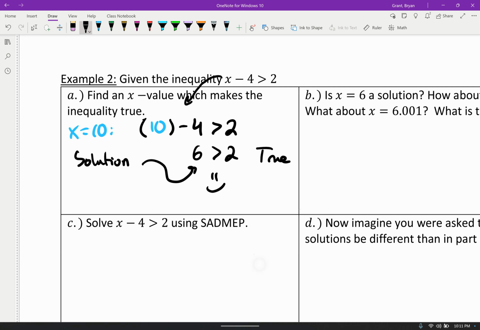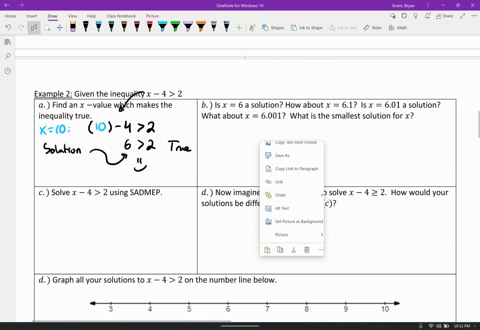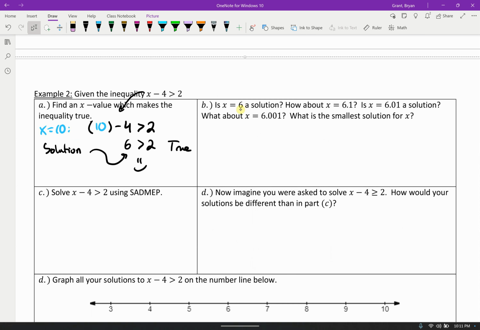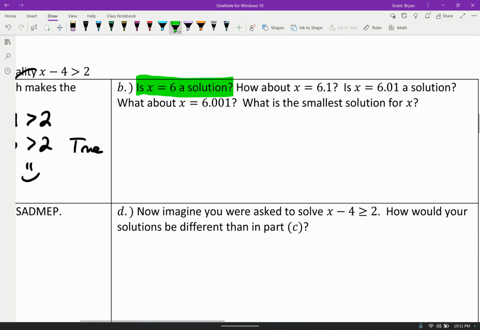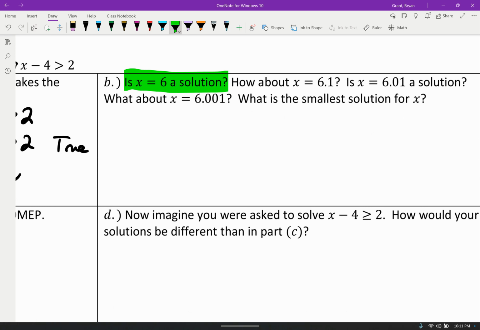Great. Now, over here, they asked us about other solutions. They said, is 6 a solution? What about 6.1, 6.01, all these numbers? Well, let's just try the first one here. Is 6 a solution? We'll test it the same way that we did for 10. I'm going to split this into 4 little columns here, since they gave us 4 numbers they wanted us to test.